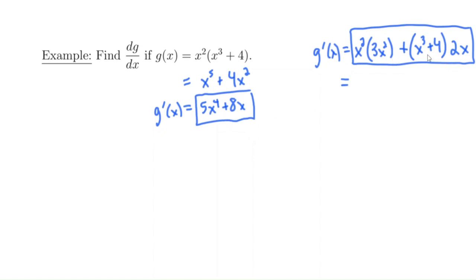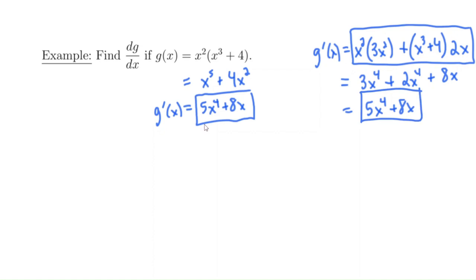And it turns out that if we simplify this, we'll see that we do have the same answer. In fact, notice this first term would really be 3x to the fourth plus, well, if we distribute the 2x here, we get 2x times x cubed, that's 2x to the fourth, plus, well, 2x times 4, that's 8x. And notice 3x to the fourth plus 2x to the fourth is 5x to the fourth plus 8x. So again, it's kind of nice to be able to do this problem in two different ways and realize that we get the same answer doing it both ways. So the product rule really does work.